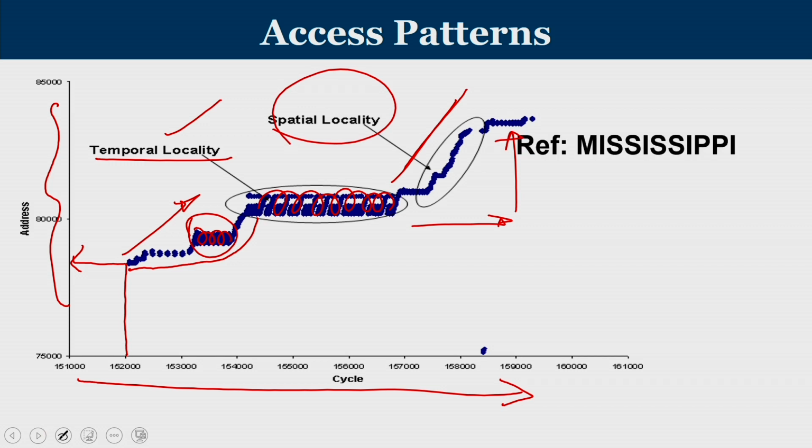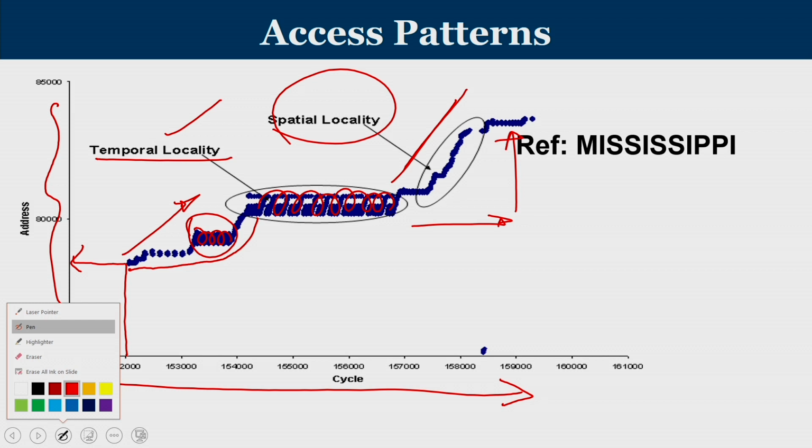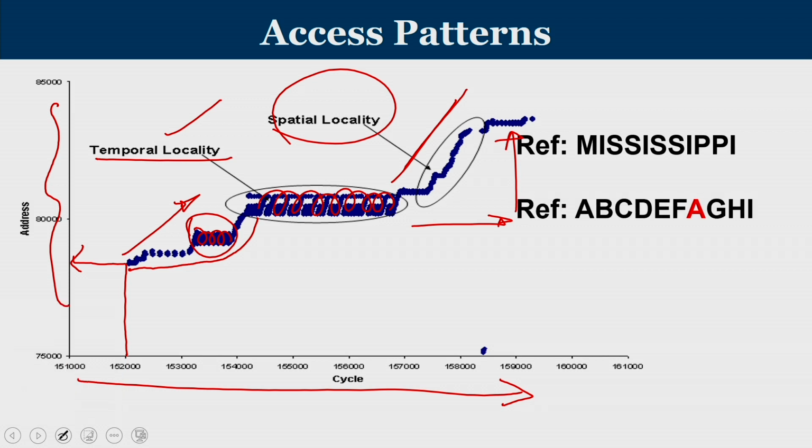Let me consider two examples. Imagine that each English alphabet letter represents an address. If these are the set of addresses that the processor is demanding: M, I, double S, I, double S, I, double P, I, you can find that there are a lot of S and a lot of I that are being repeated.